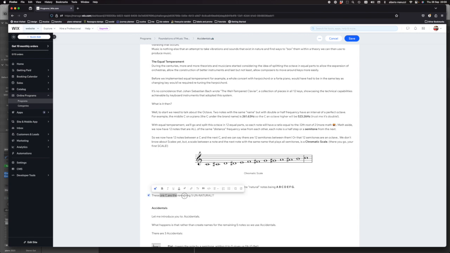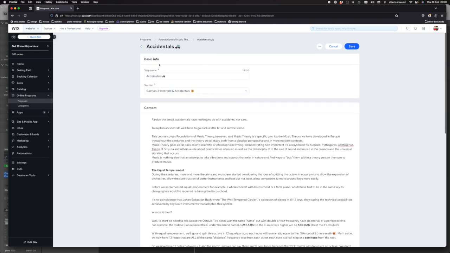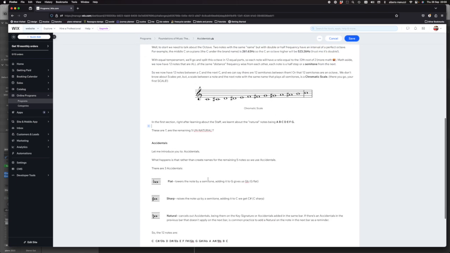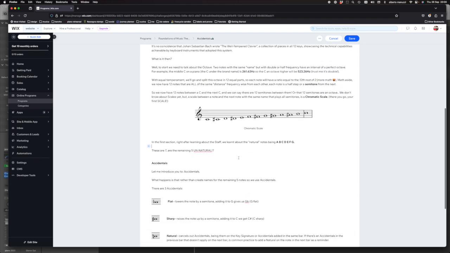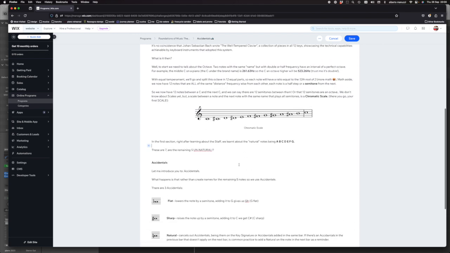Yeah, so are the remaining 5 unnatural? No, they're not unnatural. We just use accidentals to go in between those natural notes. Well, you will see this going through the course, but the natural notes are the white keys on the piano.